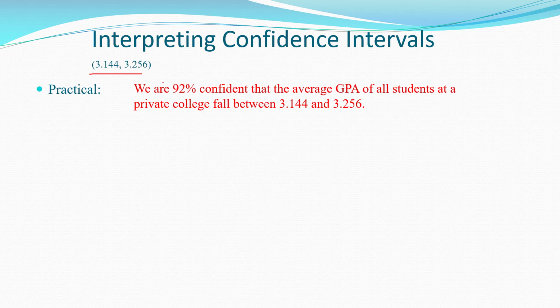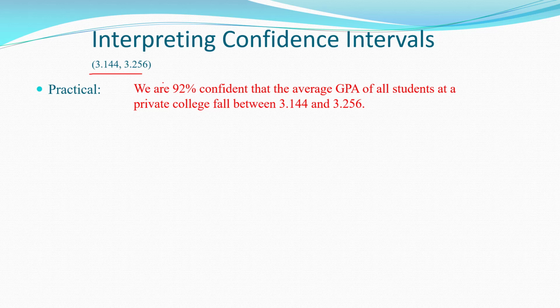Every confidence interval you run into is going to have the same practical interpretation. You're going to hear me do this little three-step chant. Confidence, parameter, numbers. Confidence, parameter, numbers. We're 92% confident that mu, in the words of the problem, the average GPA of all students at a private college, falls between the numbers 3.144 and 3.256.